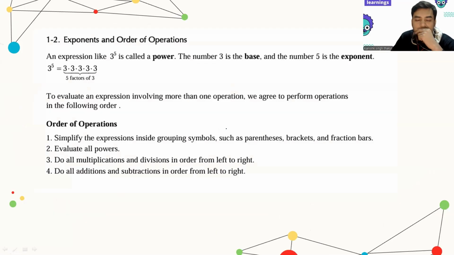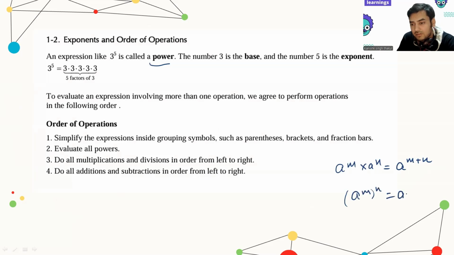Okay, so exponent and order of operations. So 3 to the power 5 is called a power. You must also know the laws of exponents: a to the power m times a to the power n is a to the power m plus n, right? When you divide, the power gets subtracted. When it is a power to the power, the powers get multiplied.